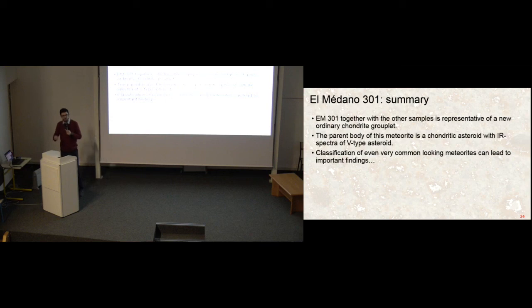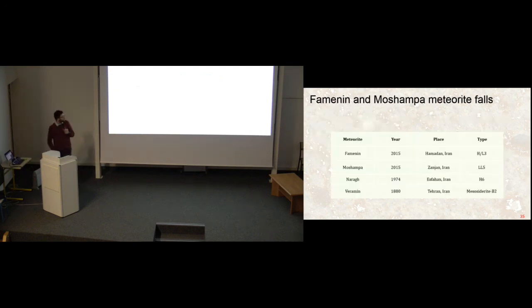So more work on very rusty and very normal-looking meteorites should continue in order to find very unique meteorites among them. In the other part of my talk, I will talk about two meteorite falls in Iran. Meteorite falls are very important because the meteorites are very fresh. They have just fallen from space. So this table is showing the meteorite falls in Iran. The first one is from the 1880s. The other one, 1974.